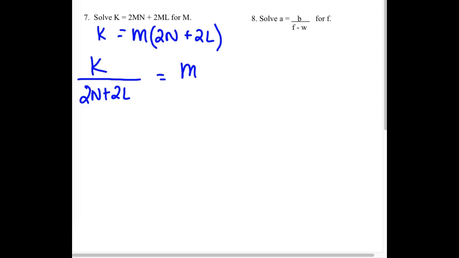Okay? Question 8's a little bit different because what we are trying to solve for is in the denominator. When we solve for it, it has to be in the numerator. All right? So, first option here, I have an f minus w. I can't simply add f or w to the other side. I'm going to have to multiply this whole chunk. All right, f minus w, I'm going to multiply it to the left side. All right, so now it's going to look like this.